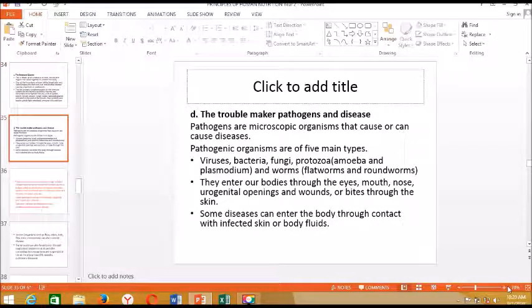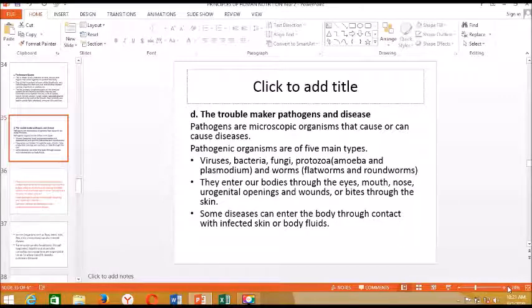On the troublemakers, pathogens and disease. Pathogens are microscopic organisms that cause or can cause diseases. Pathogenic organisms are of 5 main types. We have viruses, bacteria, fungi, protozoa, and worms. So these are very tiny microscopic organisms which cause disease.